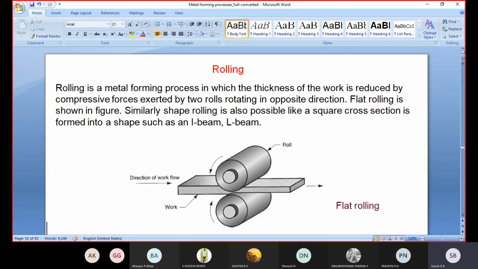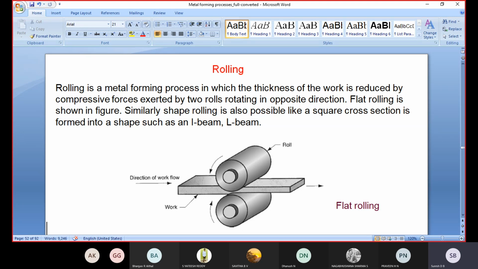Today we will discuss the rolling process: how to reduce the thickness of a component, or how to increase the length of a component or sheet, and what parameters are required to design the rollers. First, the introduction: what is meant by the rolling process.